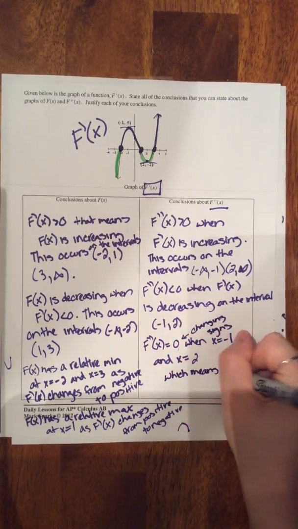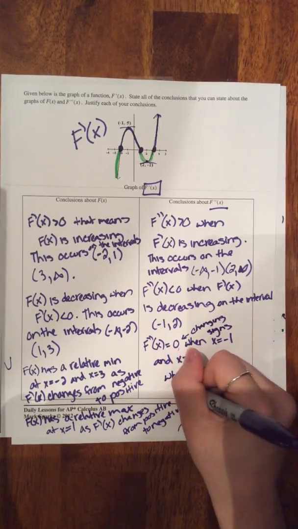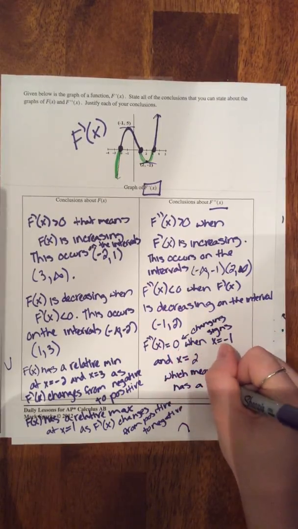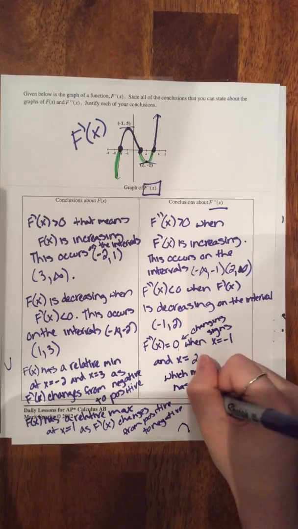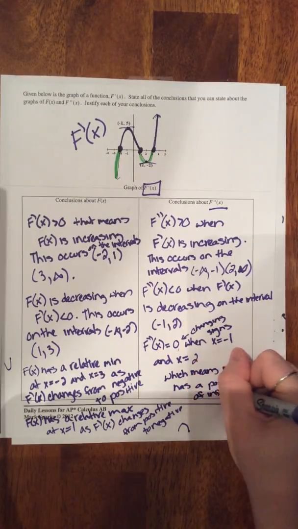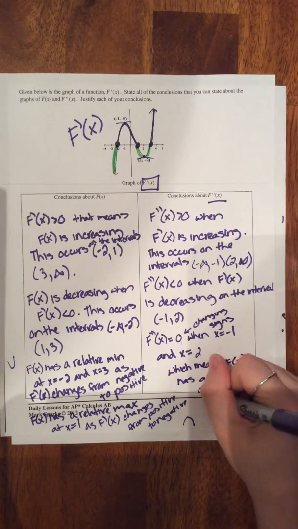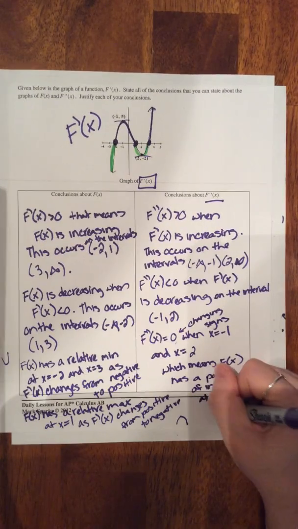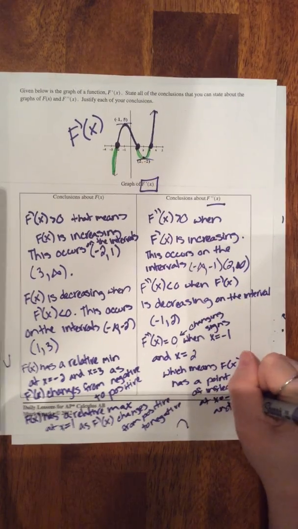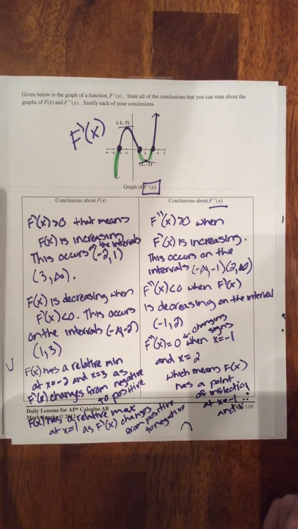That means the graph of f of x has a point of inflection at x equals negative 1 and x equals 2. I can also tell some other facts too.